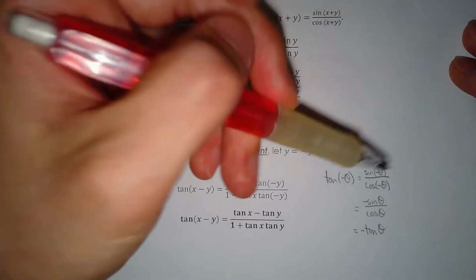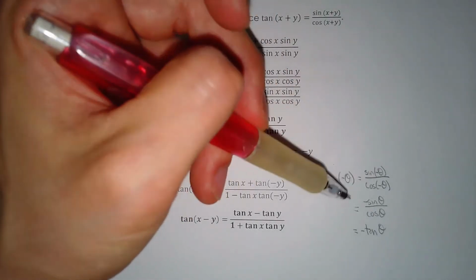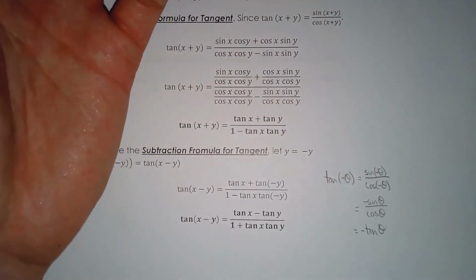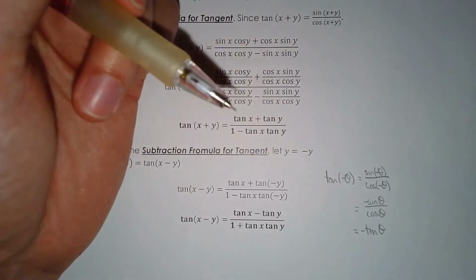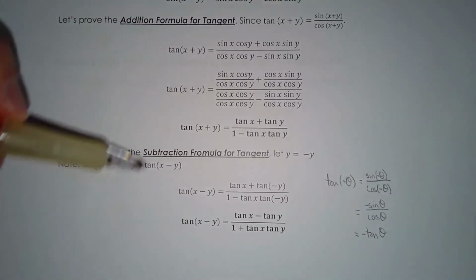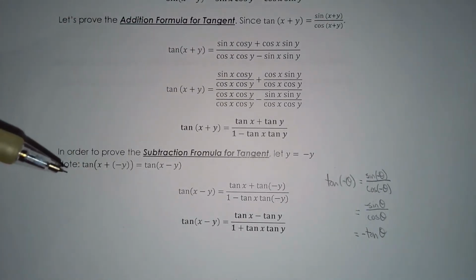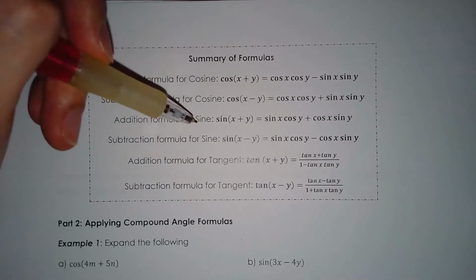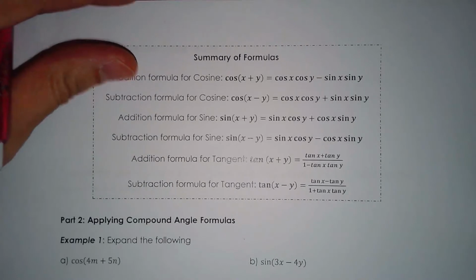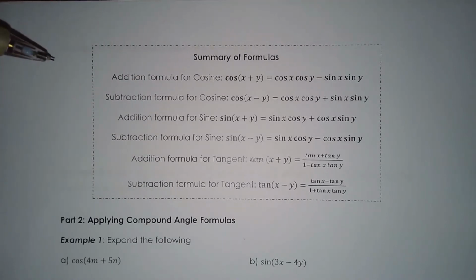In fact, if you take an odd function and divide it by an even function, you're always going to get an odd function. Anyways, all we wanted to find out was that tan is an odd function. And that's how we can get the subtraction formula for tangent. Okay, so we have the 6 formulas: addition and subtraction formulas for cosine, sine, and tangent. Unfortunately, you'll have to memorize them because we're not going to give them to you on the test.